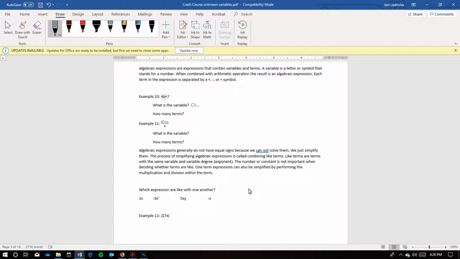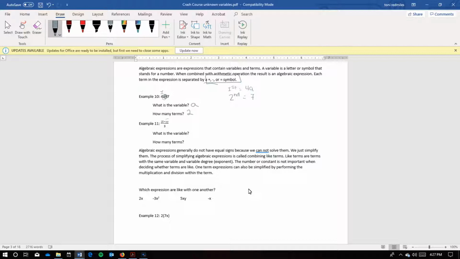Okay, how many terms? Well, terms are separated with these symbols here. So I have a plus. That's separating my two terms. So my first term is 4A, and my second term is 7. So there are two terms. This is really important for knowing what a teacher is talking about when they use these vocabulary words. You need to know what they're talking about.